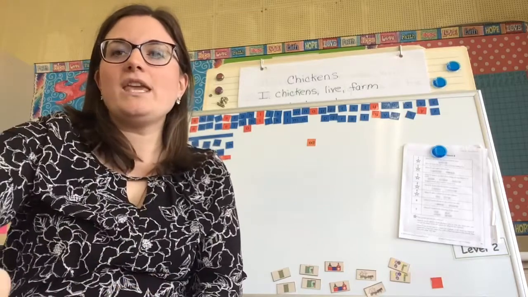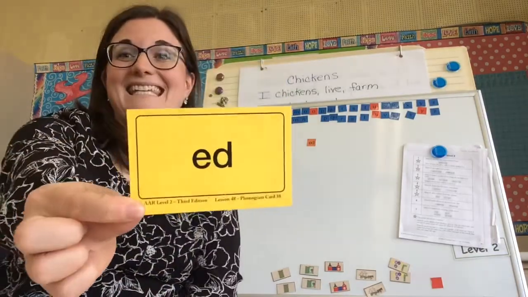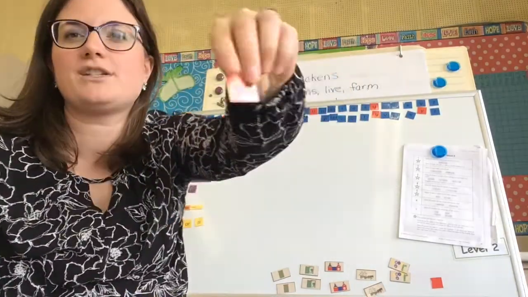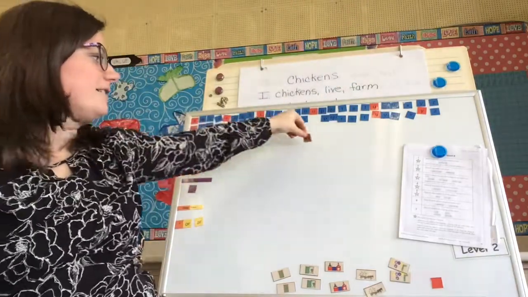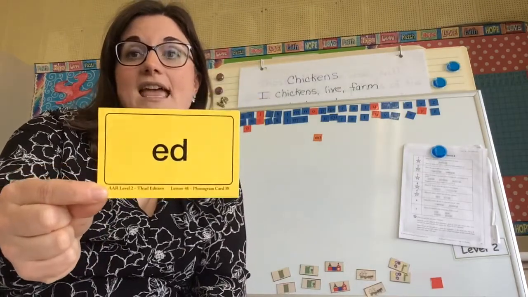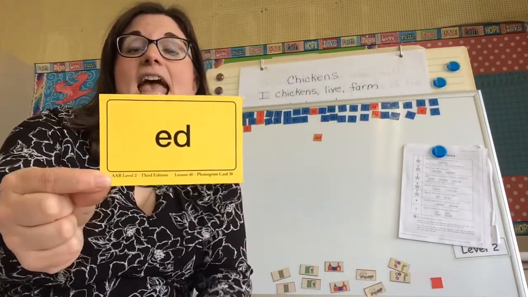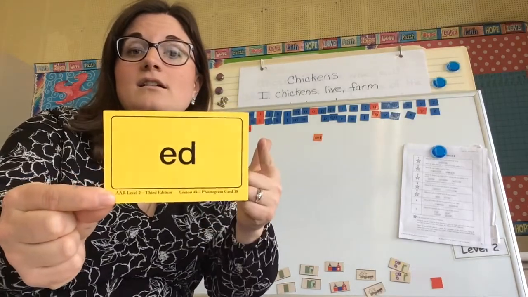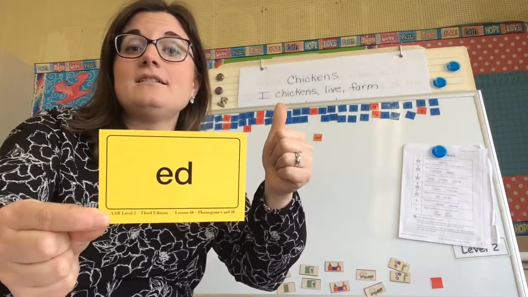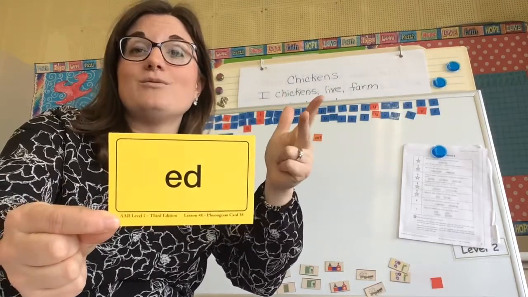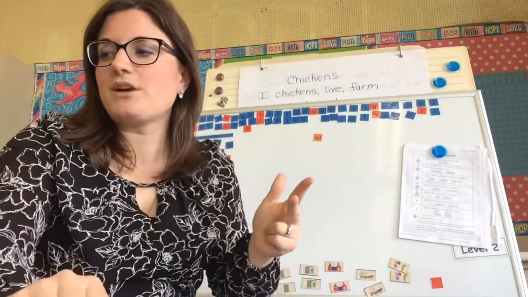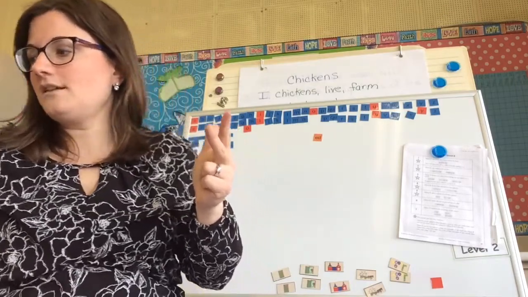And today we are going to talk about when we add ED onto words. I've got the tile here, it's going to be the orange, and it's going to go under the other tiles. When we add this to a word, what sounds can it say? When we add it to the end of the word, it can say ed, it can say d, or it can say t. So say those three sounds with me. Ed, d, t. One more time. Ed, d, t. Okay, so we're going to practice by adding them to some words.